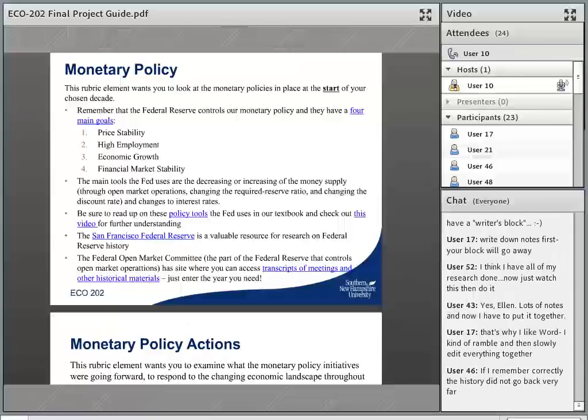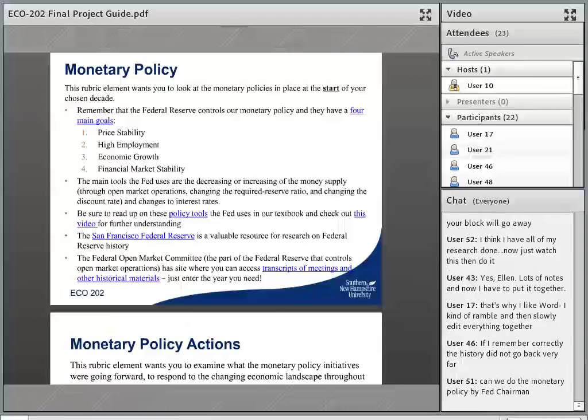If you click this bottom link on this first slide, it will bring you to their site where you can type in any year and you can read the transcripts from the meetings. So that's really insightful.